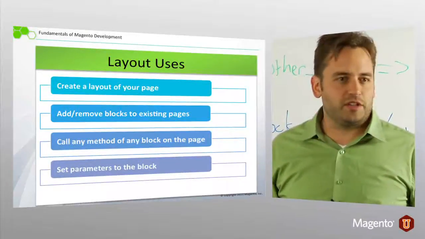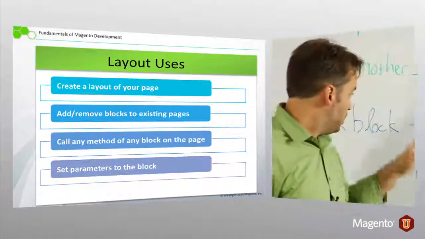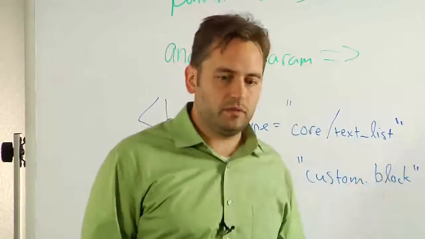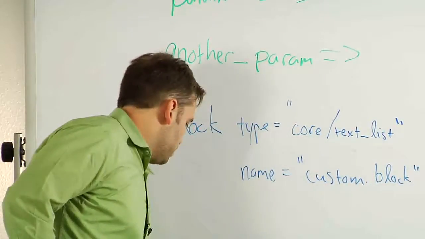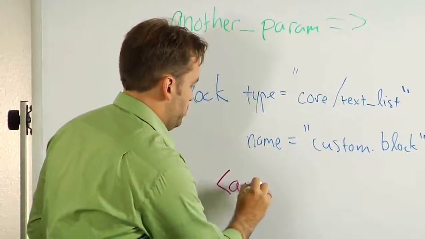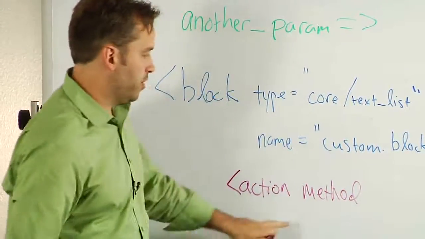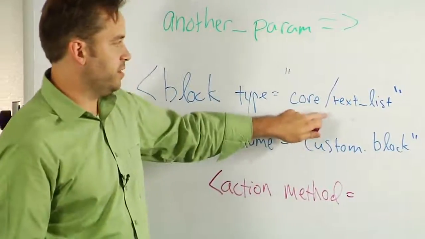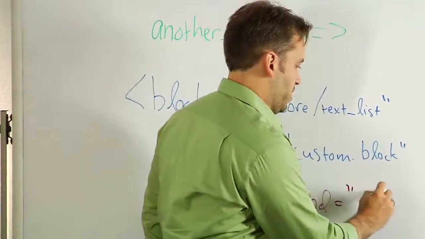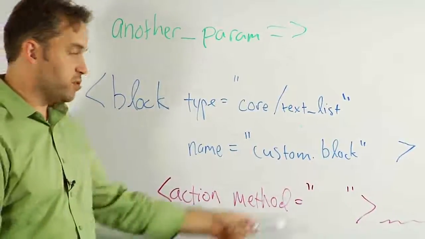We could also, and I talked about this just a second ago, call any method of any block on the page. So in here, we can call methods by using the action tag, or action node. And that would look like this. Action method, literally referring to a method defined for this class. And we just call the method name, and then we could pass in some arguments. That's used everywhere in the layout.